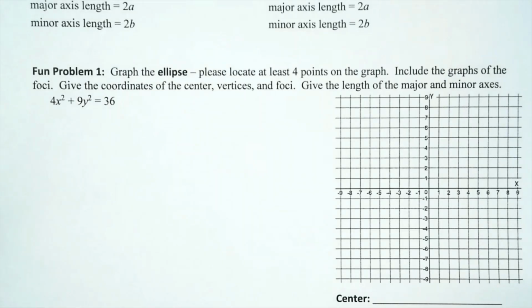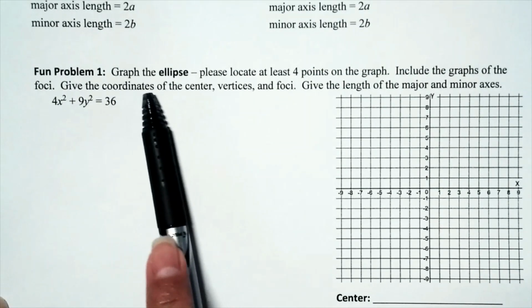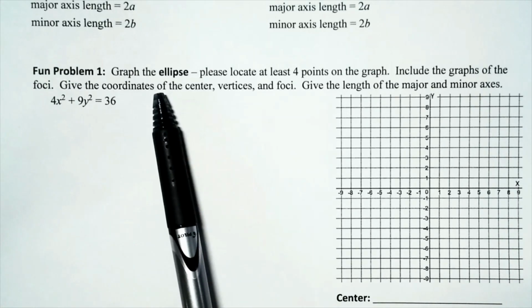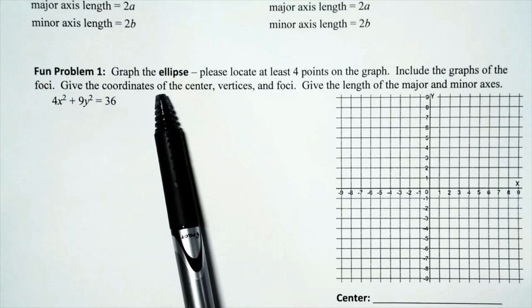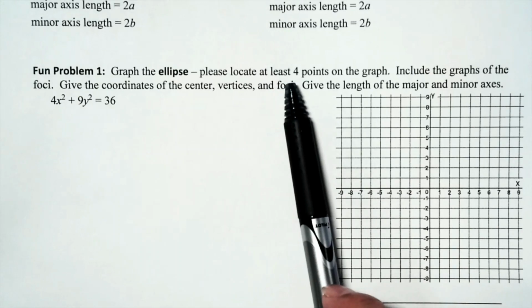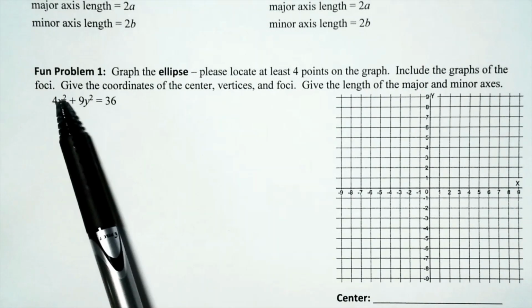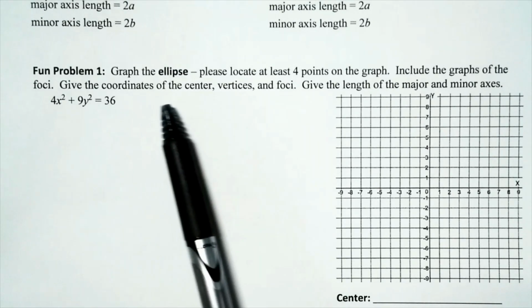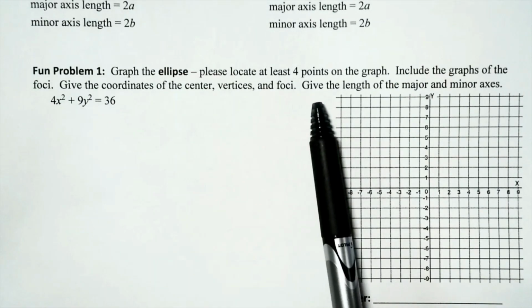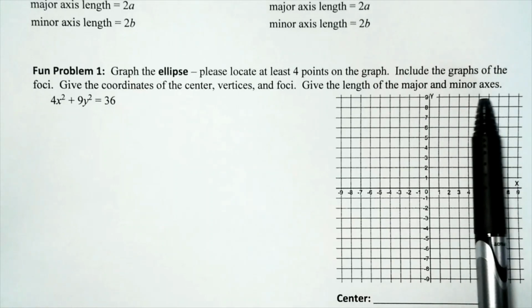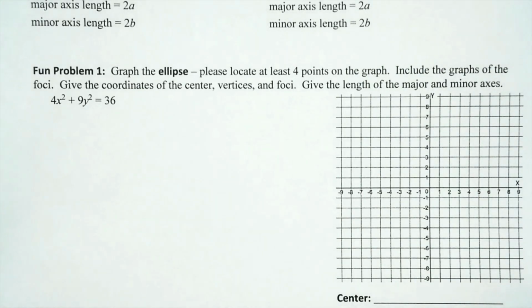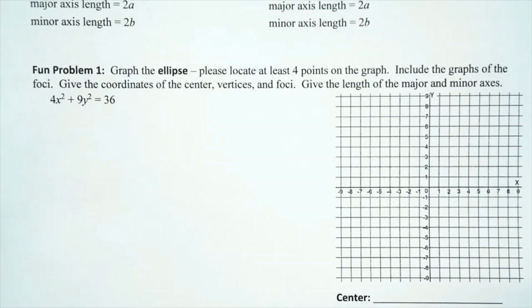Alright guys, document camera has been located, so let's do this. From the top, we are asked to graph the ellipse. That is very nice, that we're told what kind of graph we're going to have. We are asked to locate at least 4 points on the graph, and we need to include the graphs of the foci. We are asked to give the coordinates of the center, vertices, and foci, and then give the length of the major and minor axes. Again, it's a lot of information. No, I'm not going to downplay it. It is a lot, but if you keep your cool, you got this.